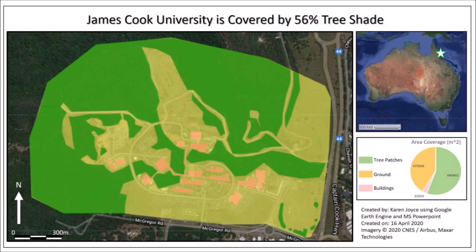My final step was to create a print-ready map. Now I've done this in PowerPoint, but you could do it in any drawing package that you're comfortable with. Like any good map, it needs to have a title, a north arrow, a scale bar, a legend, and information about who created the map, the data they used, and the date that it was created on. I've also included a little location diagram of Australia so you can see exactly where my study area is, and a graph that shows the aerial coverage of the three main features that I was interested in: trees, building, and ground. So there you have it. There's my Map My School project.